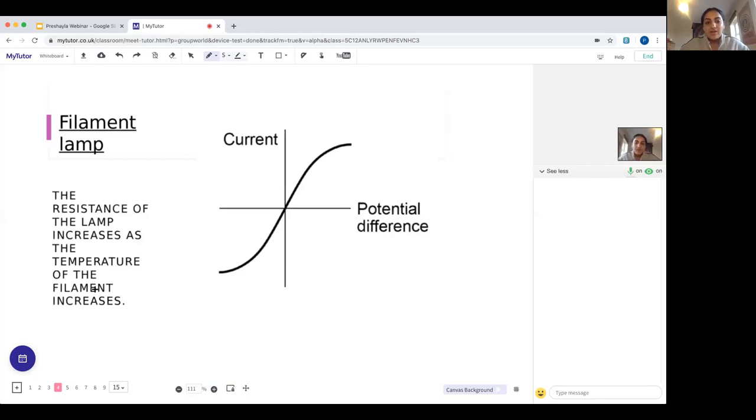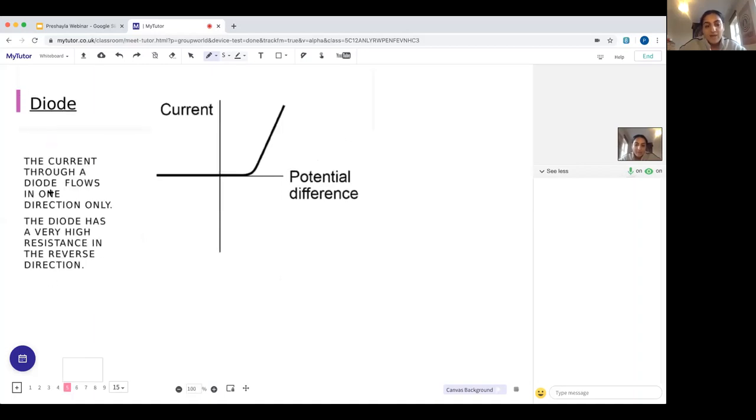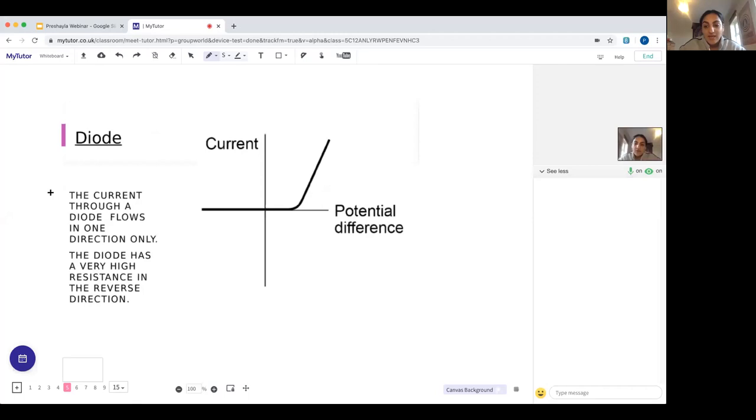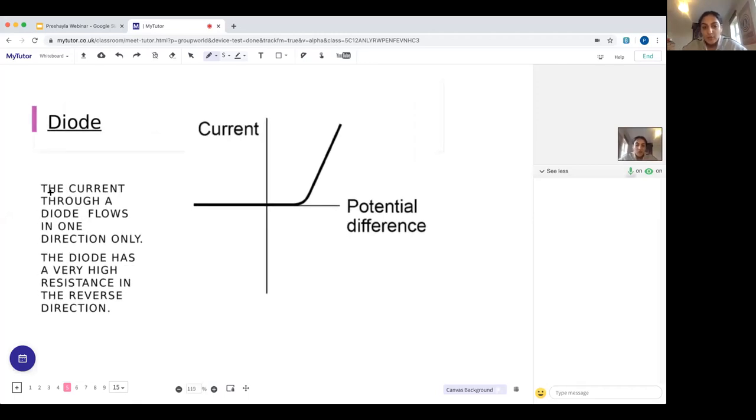Now this is the graph for a filament lamp, and it's this kind of snake shape, S shape. This graph needs to be remembered, okay? You need to be able to recreate this graph in an exam and know that the filament lamp produces a graph of this shape. Now we have our second example of a non-ohmic conductor, which is a diode. You might remember that the diode circuit symbol looks something like this.